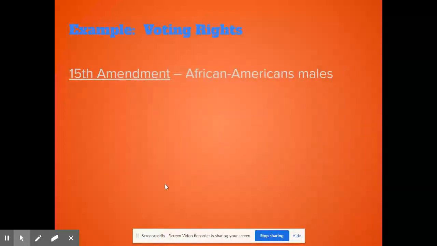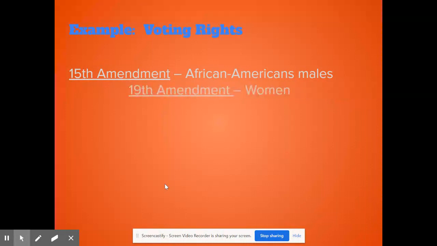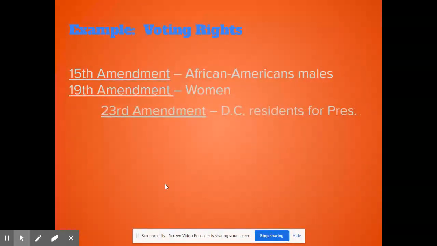One example that we'll use here is the right to vote. All right, it's very appropriate for the season that we're in. The Constitution is first written in 1789. Only white men over the age of 21 that own land were able to vote. That was expanded with the 15th Amendment in 1870 to give African American males the right to vote. Then we have the 19th Amendment in 1920, giving women the right to vote.